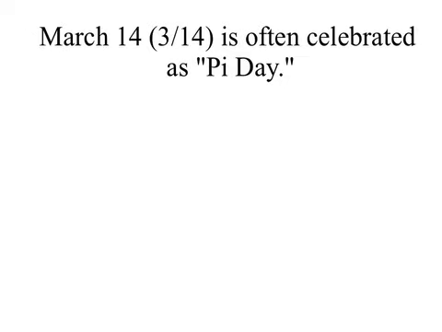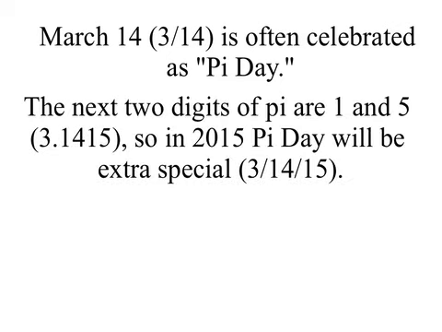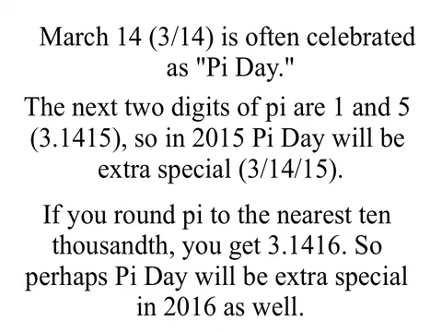March 14th is often celebrated as Pi Day. The next 2 digits of pi are 1 and 5, so we get 3.1415. So in 2015, Pi Day will be extra special, 3/14/15. And because if you round to the nearest 10,000th, you get 3.1416, perhaps Pi Day will be extra special in 2016 as well.